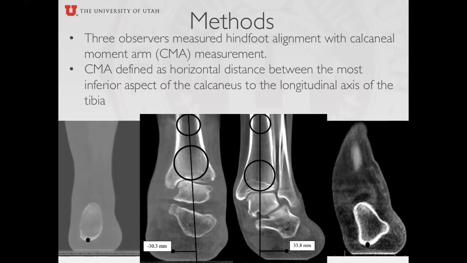And then you find, on the coronal weight-bearing CT, the inferiormost point of the calcaneus, and you draw a horizontal line from that to the tibial longitudinal axis. And that gives you your calcaneal moment arm. Valgus in our study was shown to be a positive number, and varus was a negative number.